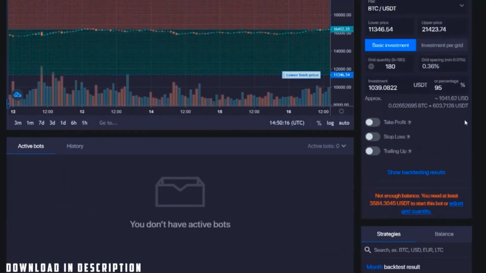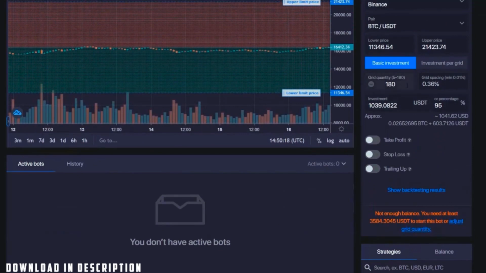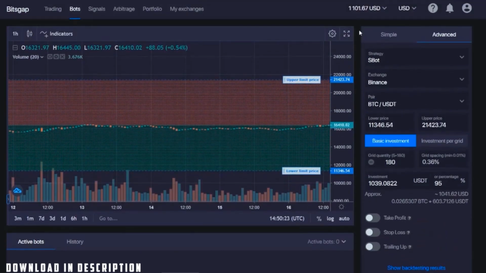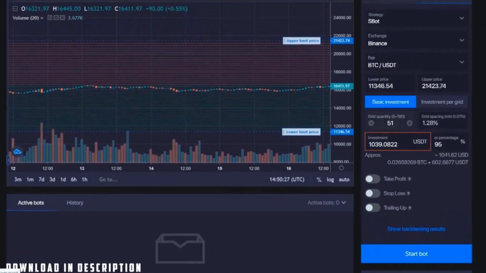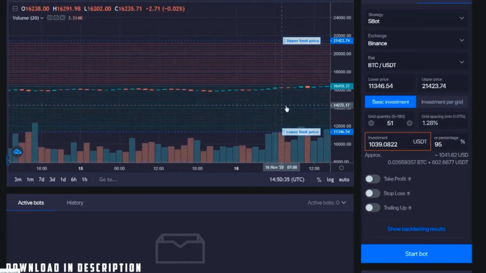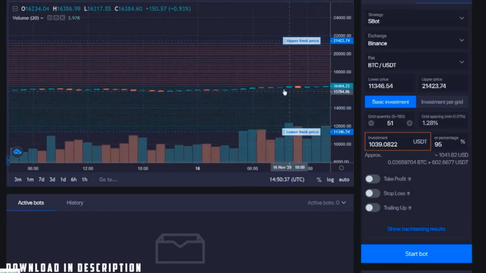Now I don't have that, I've only got 1,000 or just over, so I could press adjust grid quantity. What we'll see here, when I press this, it will change these settings to a more appropriate grid spacing for the investment size I've got in my account. So we press this, and now we've got 51 grids available representing buys and sells at a spacing of 1.28%. So it means that there'll be less buys and less sells depending on the volatility.